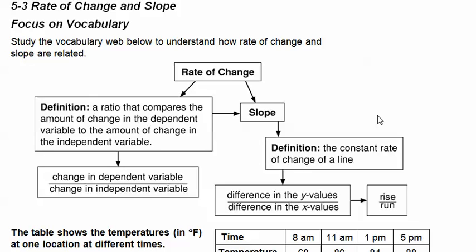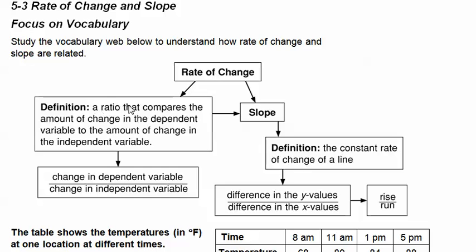In this video, we are going to review how to do Chapter 5, Section 3 on rate of change and slope. We have a table here at the top that shows us some of the important vocabulary and how it is related to each other. So we have rate of change here.